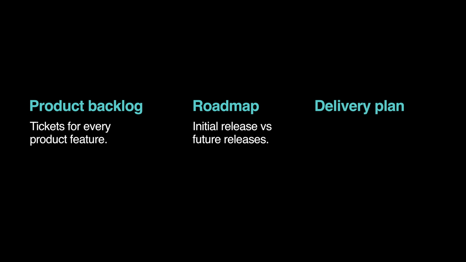Three key parts of the final stage of the definition phase are the product backlog, so a list of tickets, even if it's just at a high level, of every feature that needs to be in that product. A roadmap, so what's going to be in that initial release versus what's going to be done further down the line in future releases. And then a delivery plan. How many sprints is it going to take us to get to that MVP? And what are the focuses of each of those sprints going to be in the lead up to launch?